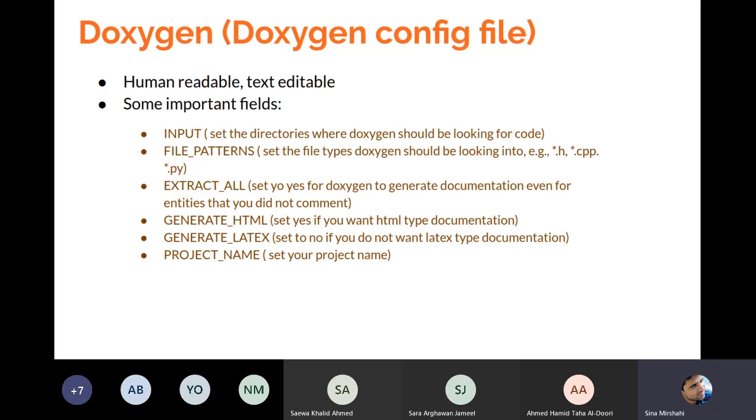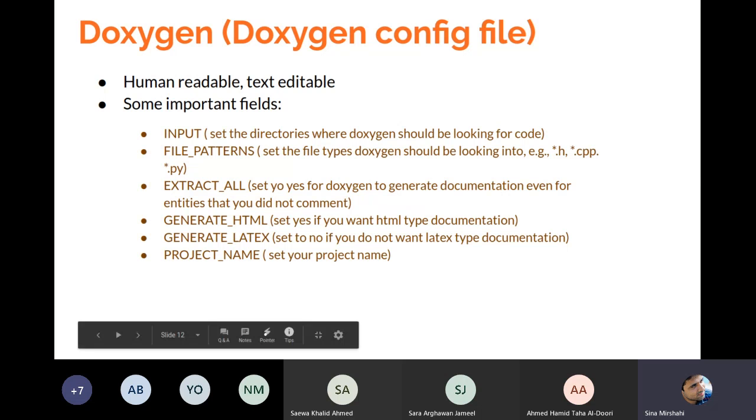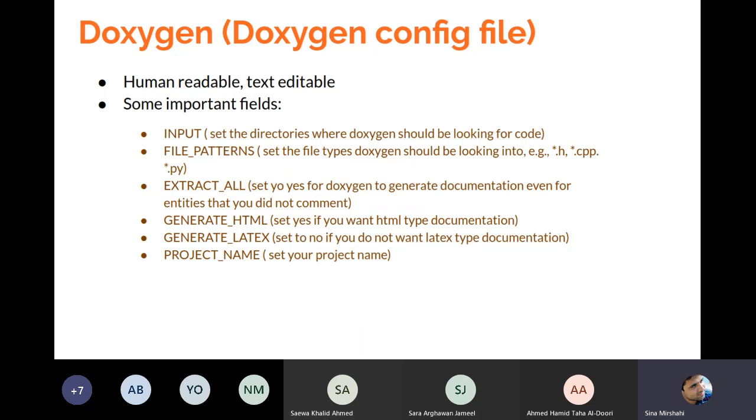Extract all. You can set it to yes or no. If you say yes, it will generate documentation even for the functions and even for the classes that you haven't commented. You might say, okay, then what's good about it? First of all, it creates some kind of nice structure. The second thing is it shows you which parts you haven't commented yet. And now you understand that you have to go to the source and comment them. So that's my preference, to set extract all to yes. I will show you later.